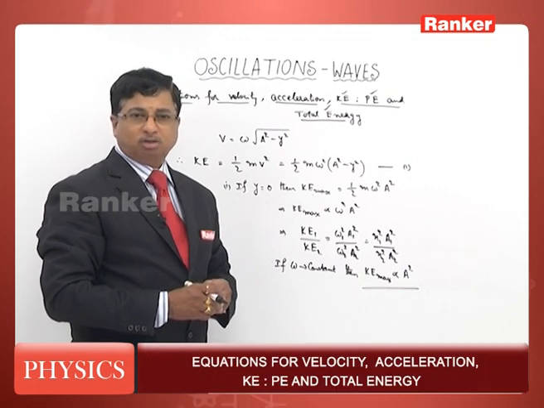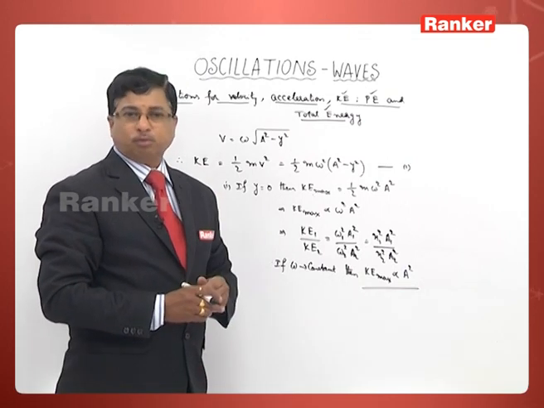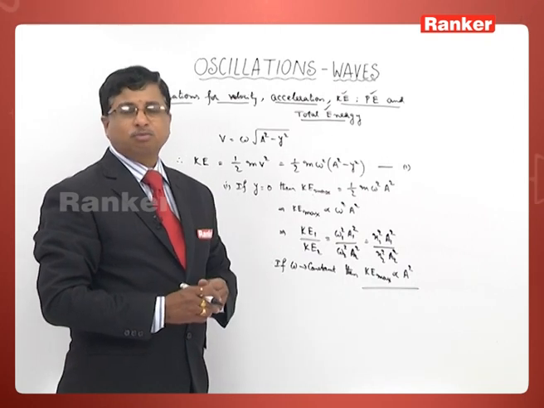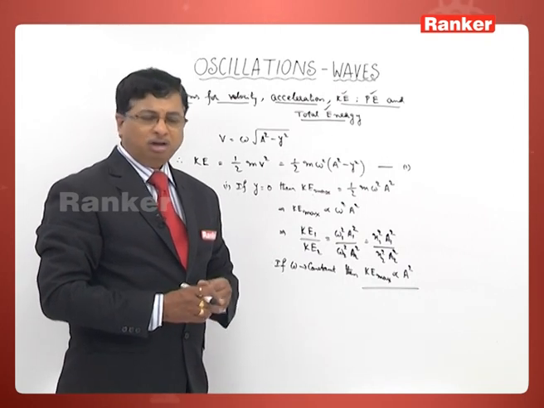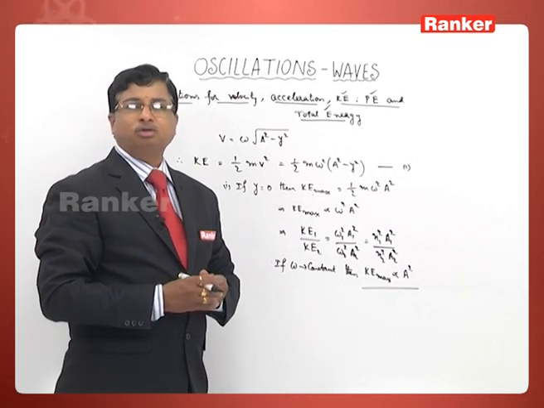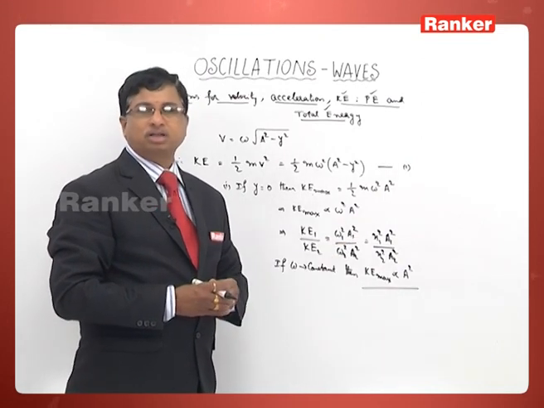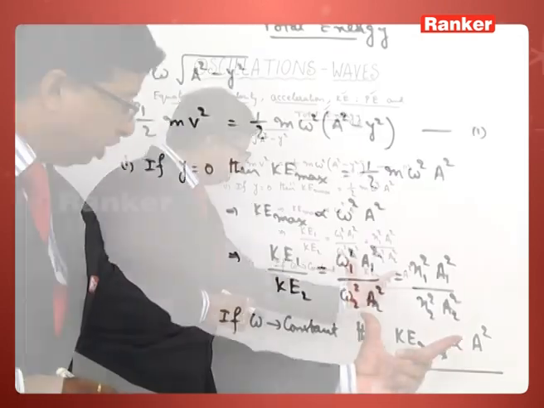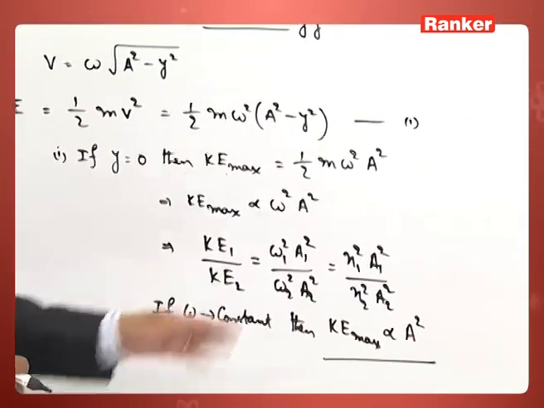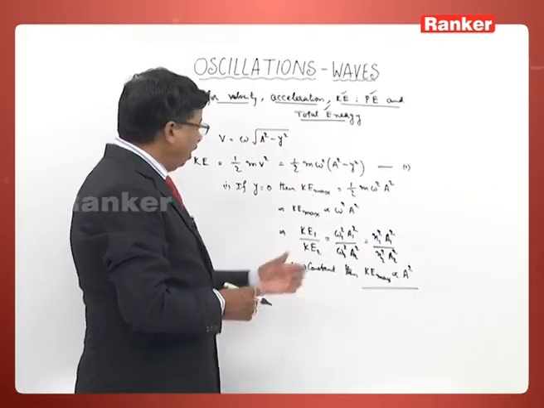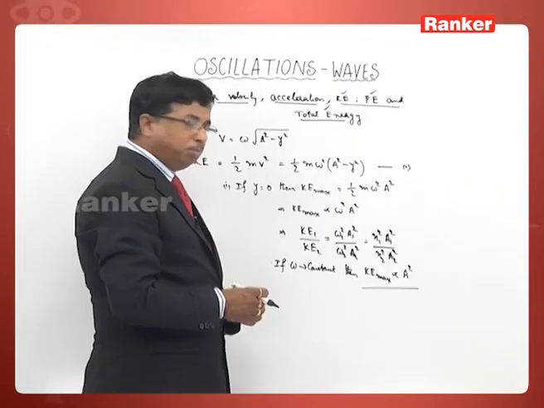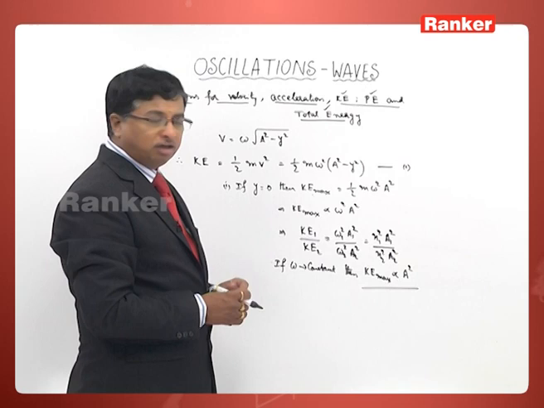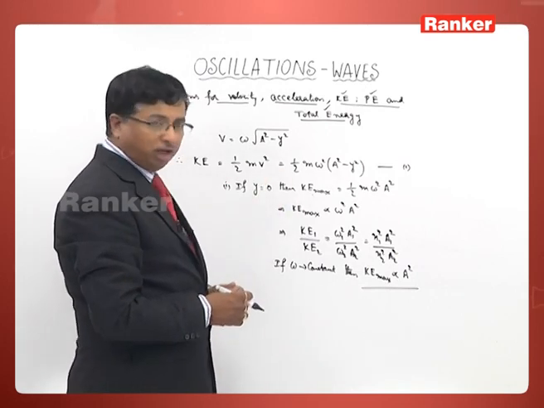So, I1 by I2 is A1 square by A2 square, or (A1 plus A2) whole square by (A1 minus A2) whole square, different formulae corresponding to the same concept we used to consider in wave optics. So, this is the equation for kinetic energy, and what is the maximum kinetic energy, and what are the conditions we need to remember for the maximum value of kinetic energy. These are the areas we have to take.